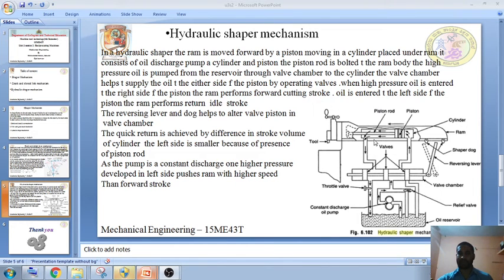The high pressure oil pushes the piston with a higher pressure compared to the forward stroke. That's why the return stroke is performed with high pressure and at a faster rate compared to the forward stroke.